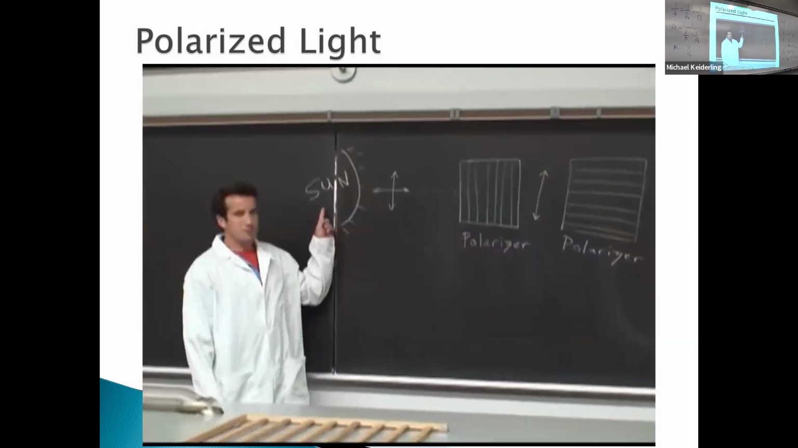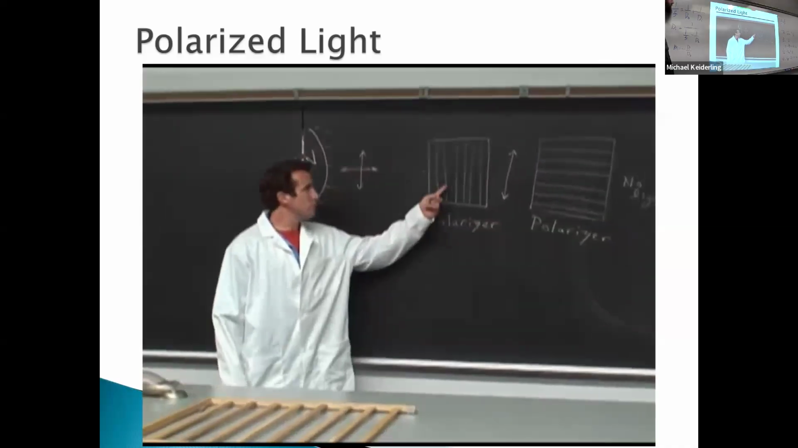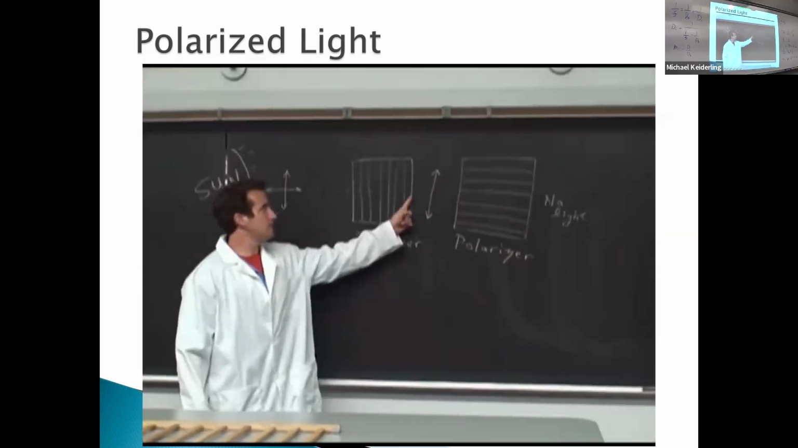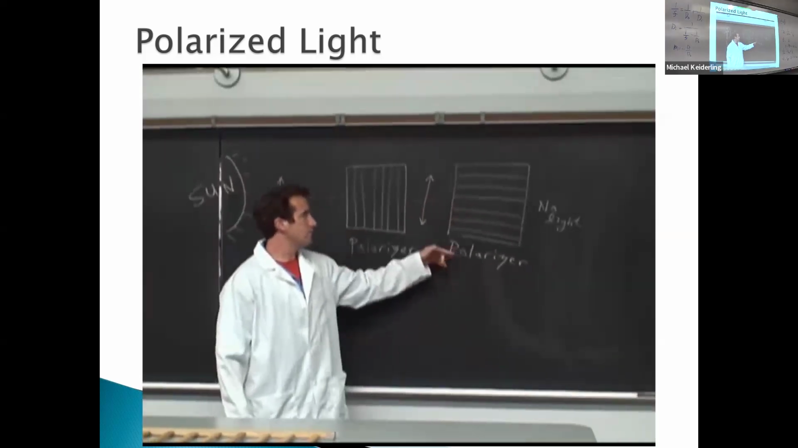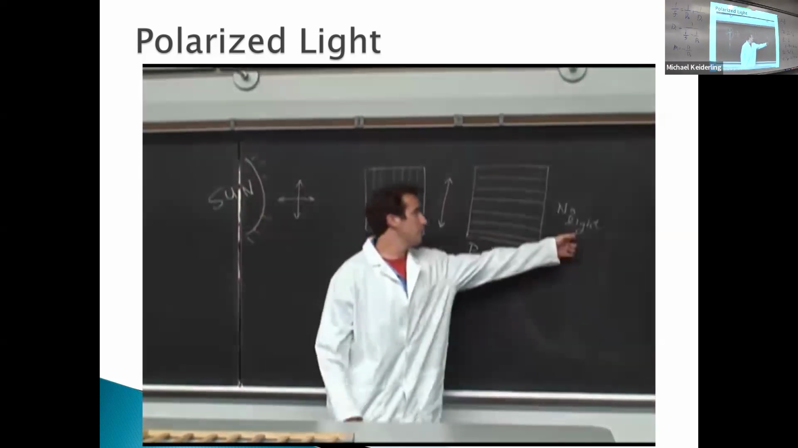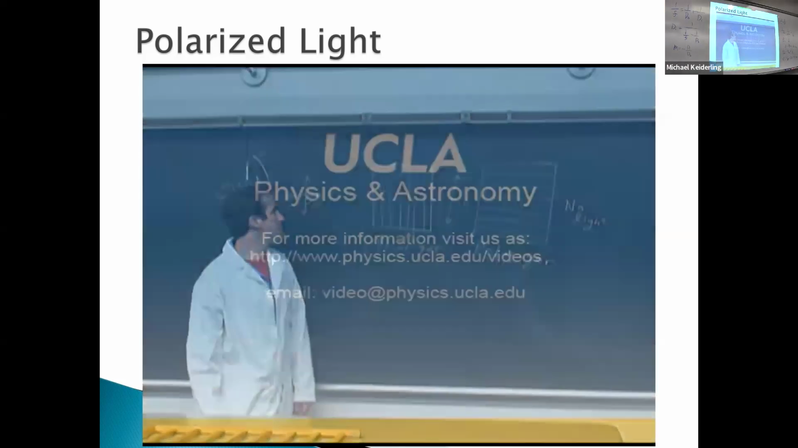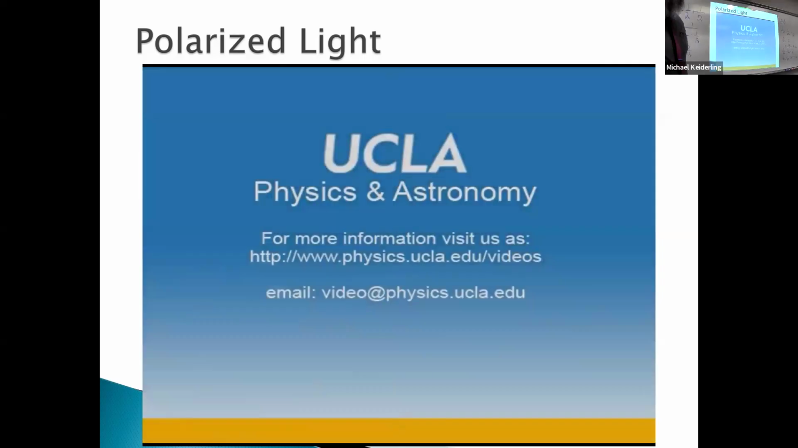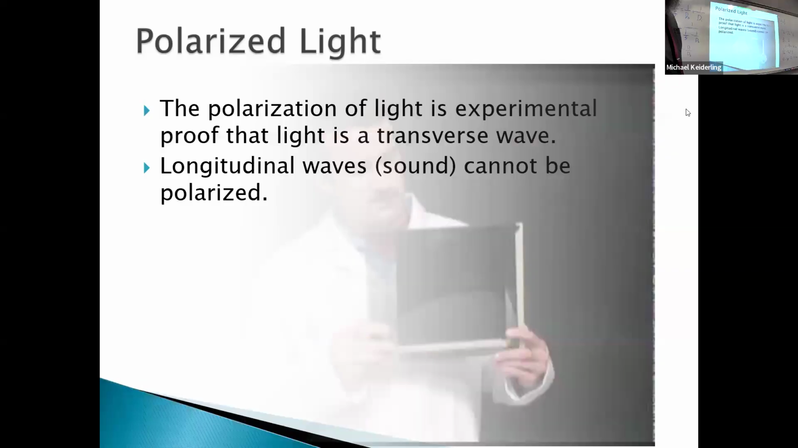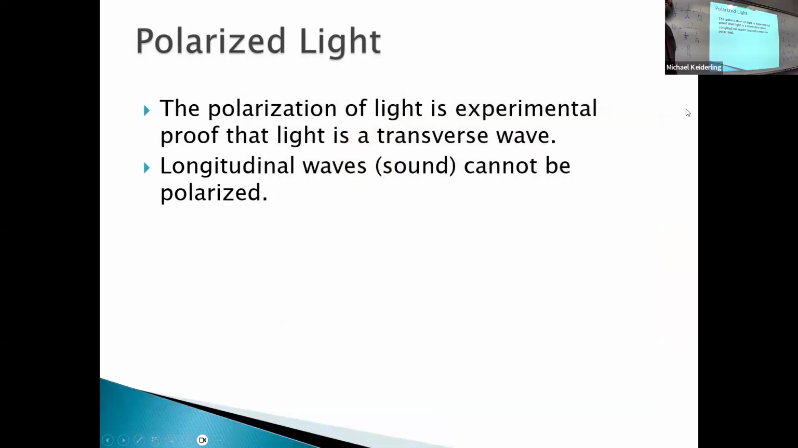Unpolarized light, for example, from the sun, travels to a polarizer, which polarizes it up and down. The light continues and hits another polarizer, but this polarizer is side to side. That cancels all the light. No light gets through. The polarization of light is an experimental proof that light's a transverse wave. Longitudinal waves like sound can't be polarized.